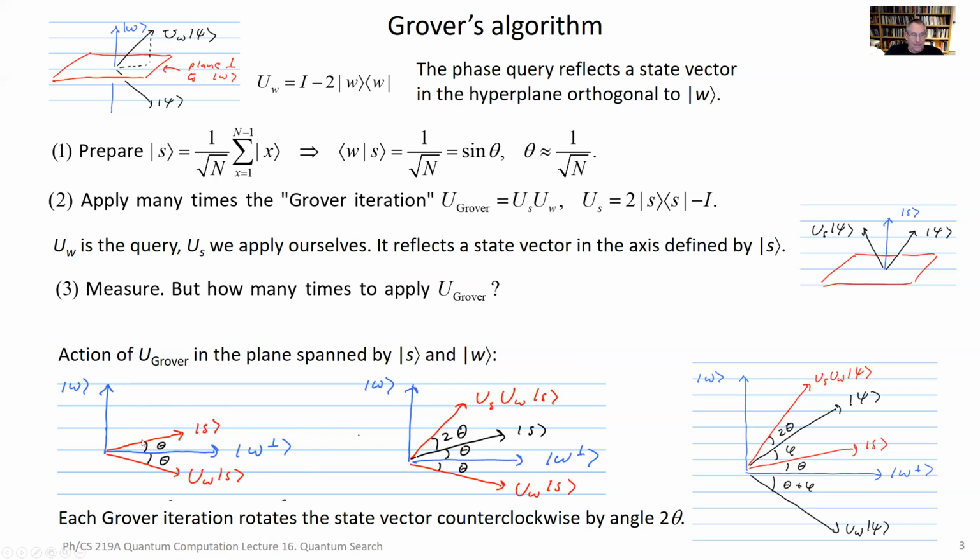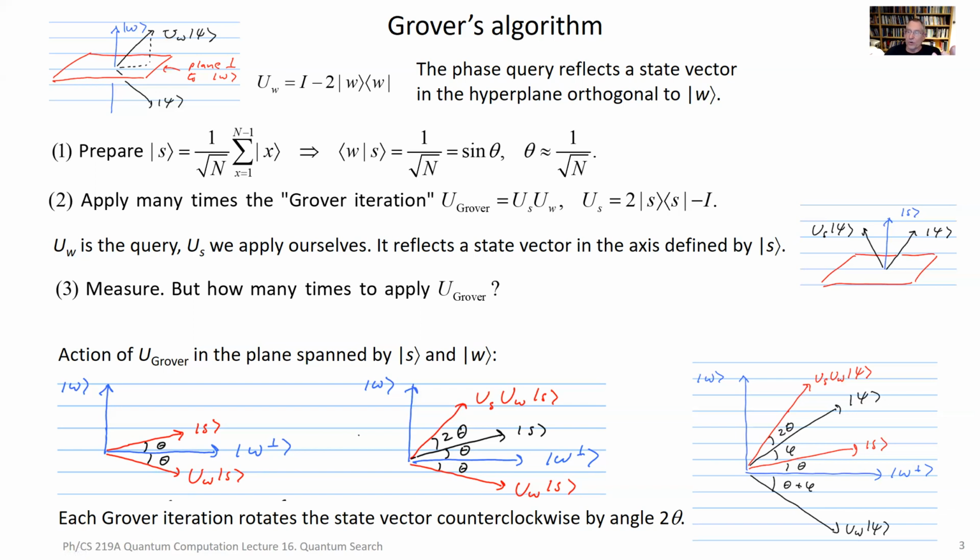And then we do this reflection in W perp, and that's going to move us down here to a state which still makes an angle theta with the W perp axis, but now it's in the other quadrant. It flipped over to the other side of W perp. That was what the query did, the operation UW.